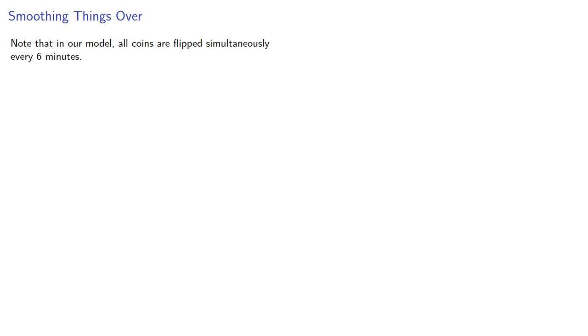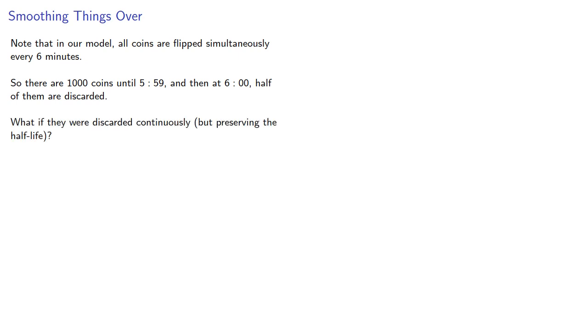Now, in our model, all the coins are flipped simultaneously every 6 minutes. So there are 1,000 coins until 5 minutes and 59 seconds, and then at 6 minutes, about half of them are going to be discarded. What if they were discarded continuously, but still preserving this half-life of 6 minutes? And the advantage here is that once we have the mathematical function, we can model it by allowing our variable to be continuous.